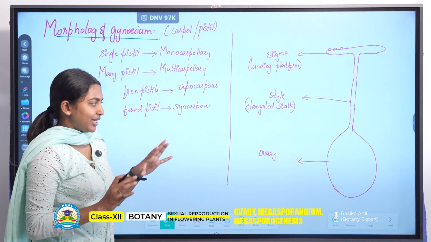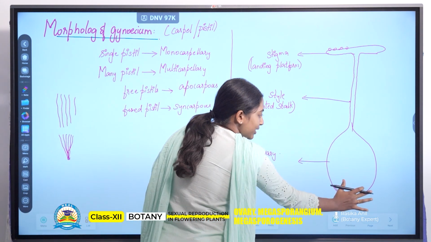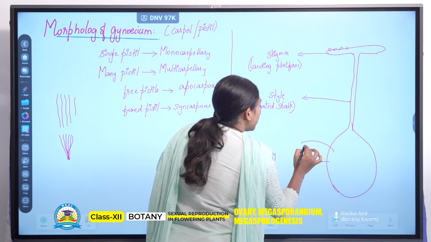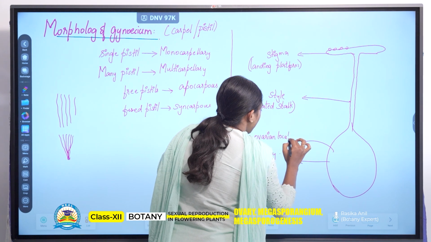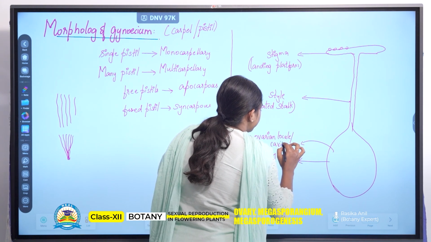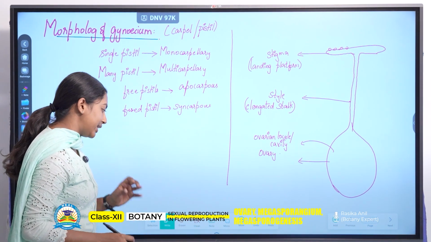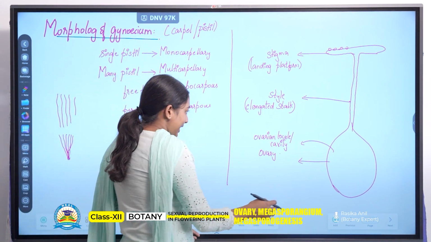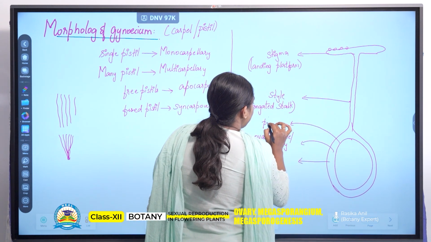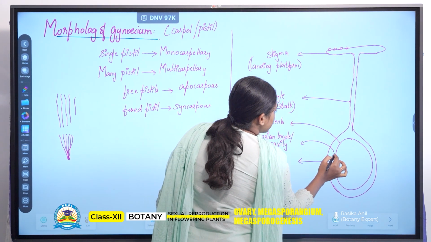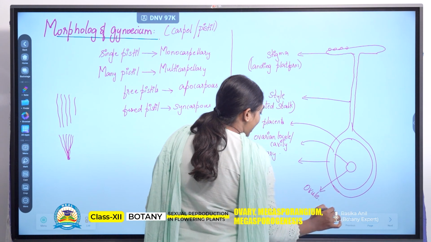That bulged part is your ovary. The space that you have inside the ovary is called the ovarian locule or the ovarian cavity. Now inside this you will have something called a placenta, and attached to this placenta you will have your ovule.